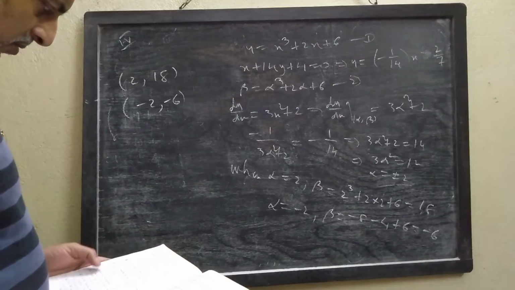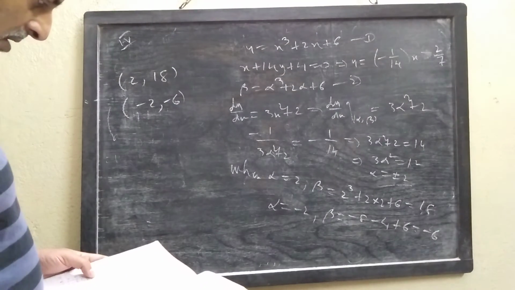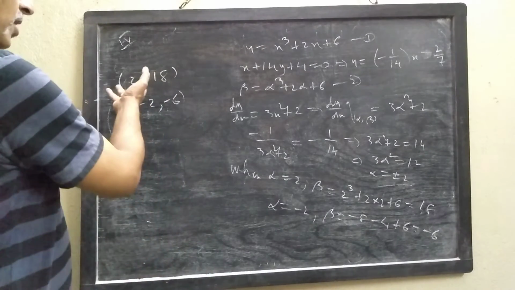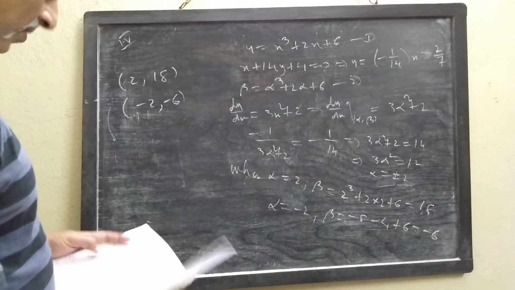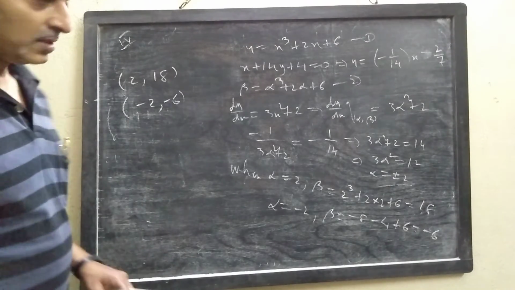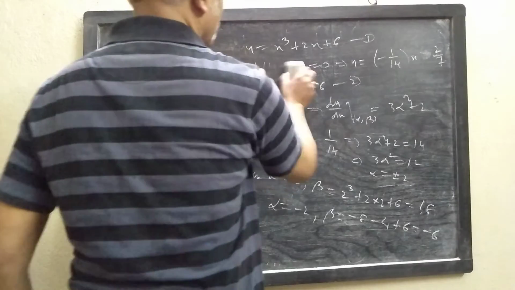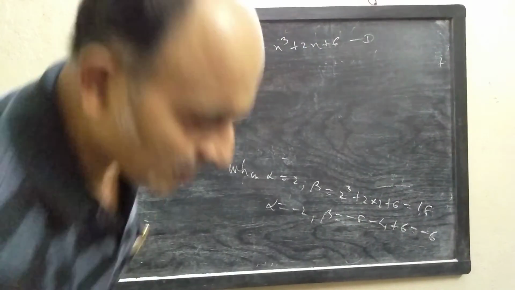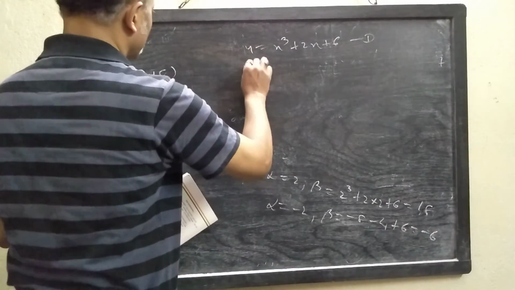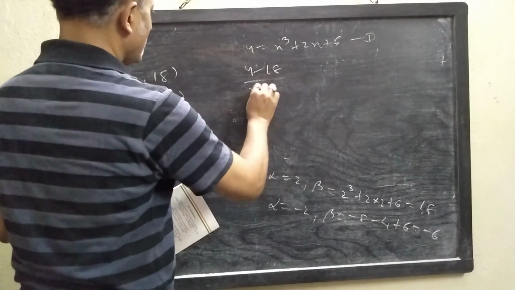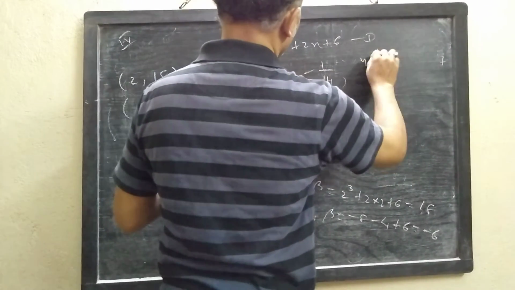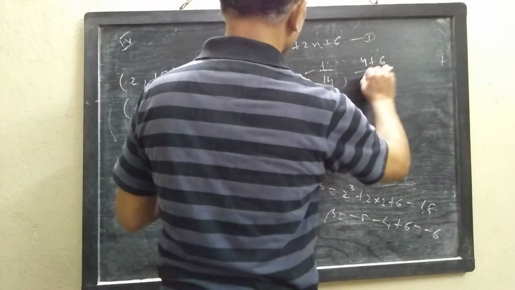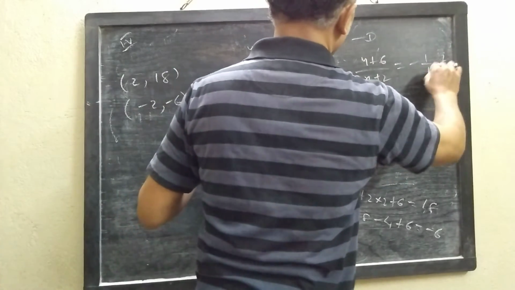Now you are asked to find the equation of normals. So you know the point, you know its slope. Now you can write the equation of the normal in this way. Write down the required equations of normals: (y minus 18) by (x minus 2) equals minus 1 by 14, and another one is (y plus 6) by (x plus 2) equals minus 1 by 14.